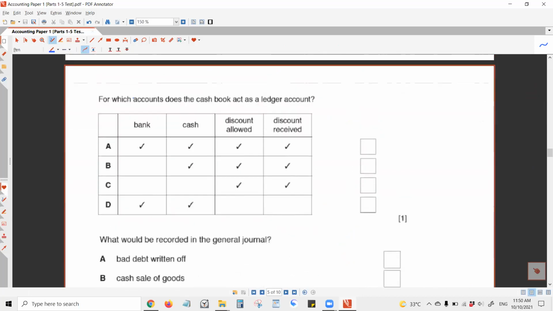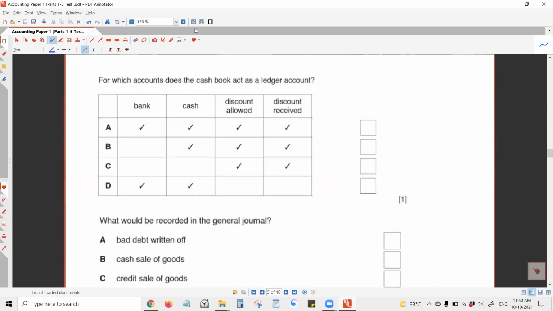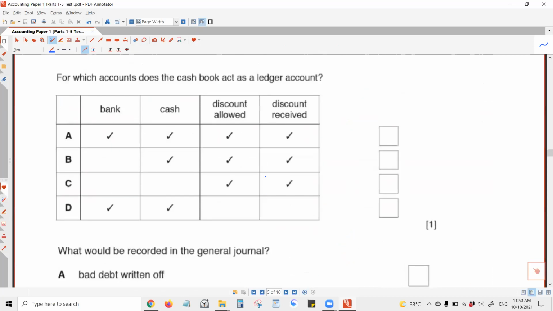For which accounts does the cash book act as ledger? Basically, this question is asking you, in the cash book, what accounts do you have? What accounts make up the cash book? The cash book contains what accounts? Common mistake made by students.